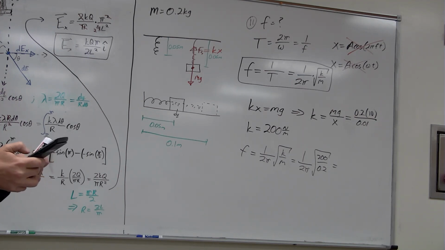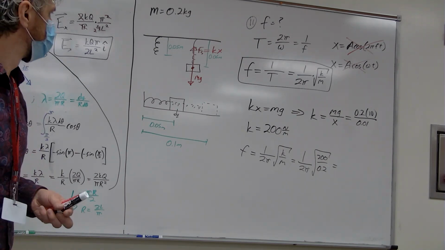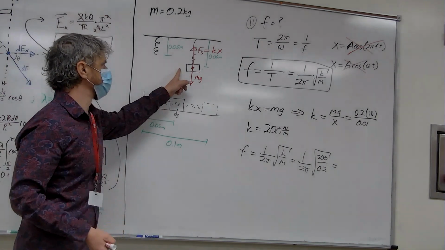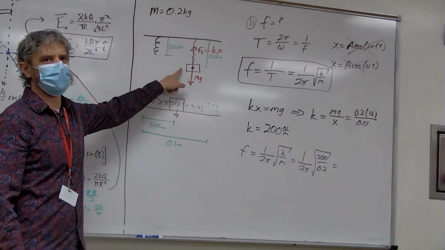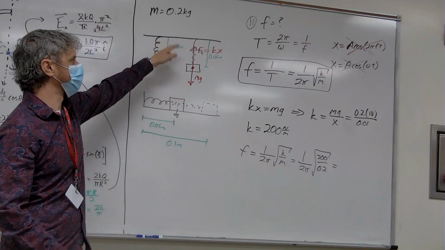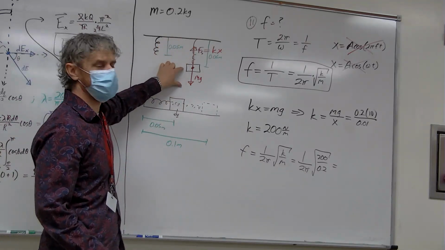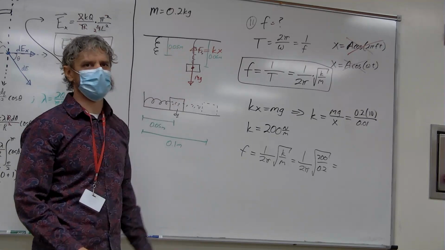Wait, so Mr., I'm confused. What equation is the kx equals mg from? That's by using Newton's first law. The object is at rest, so the forces must be balanced. So I draw a little free body diagram, and then I know that the spring force must equal the weight force, and then I can just set those equal to each other.